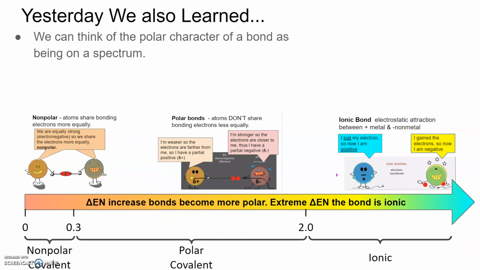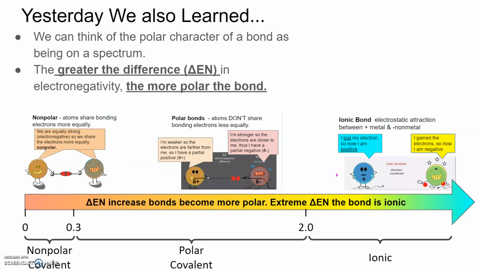The other thing we learned is that when it comes down to the polar character of a bond, you can sort of think of it as being on a spectrum. And the greater the difference in electronegativity of the atoms in that bond, the more polar the bond. So if the difference in the electronegativities is between 0 and 0.3, we would say that that is a nonpolar covalent molecular bond.